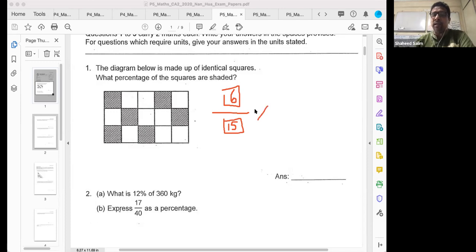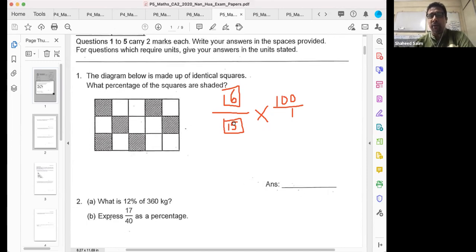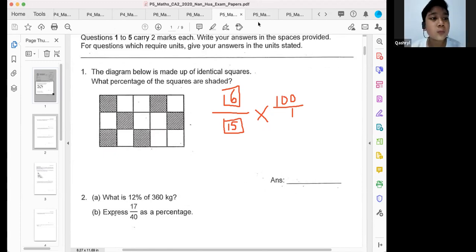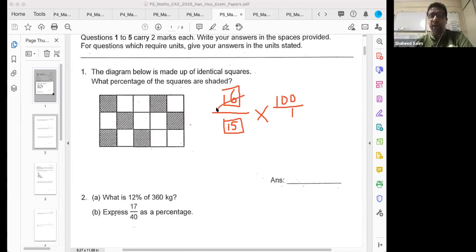Now, you can do it two ways. In fact, the fastest way is just times by 100. You will get the percentage. In this case, the answer will be 40%. Okay, so are you all correct? Let's see. I can reduce now. I can divide by 3. I get 2 over 5. Then I can divide some more, and you get 40%.